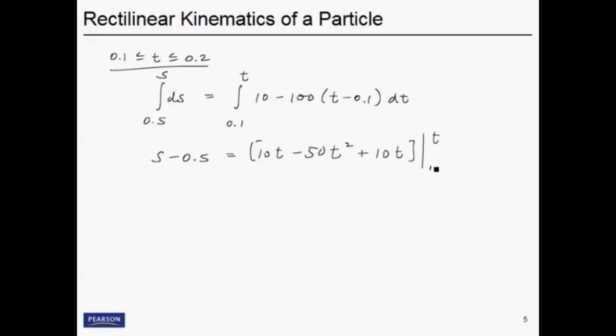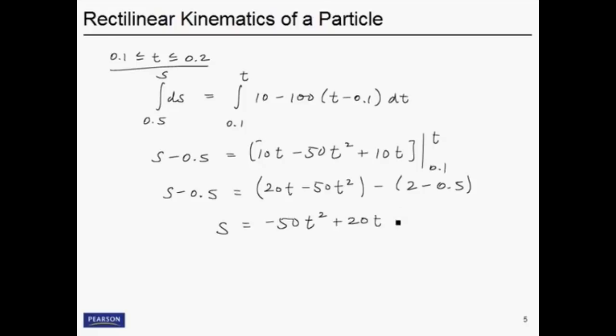And so when we do this, we get s minus 0.5 equals 20t minus 50t squared. And then we subtract off the values when we substitute in 0.1 for the time, and that turns out to be 2 minus 0.5. When we do all the math, we get s equal to minus 50t squared plus 20t minus 1. Okay? And then at t equal to 0.2 seconds, s turns out to be 1 meter. Okay, so if we go to a clean page here, now we can construct what the S curve is going to look like.